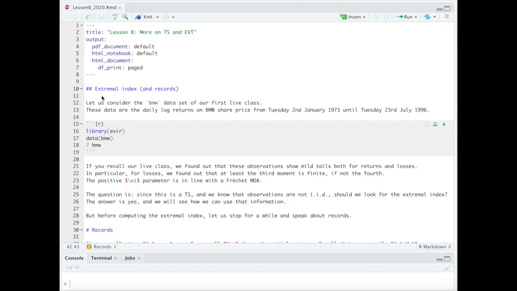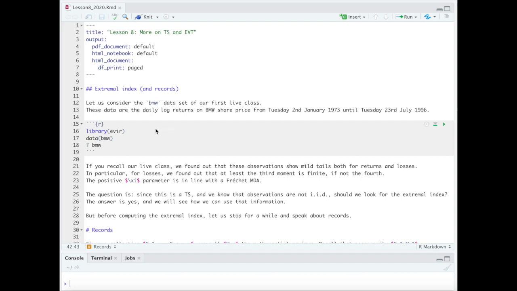Now, let's start by saying something about the extremal index and also records. We will use the dataset BMW that we have considered last time in our first live class. And what I want to show you is what we can say from a time series point of view when we focus on maxima with respect to that time series that, you remember, contains the daily log returns of the BMW share price from 1973 to 1996.